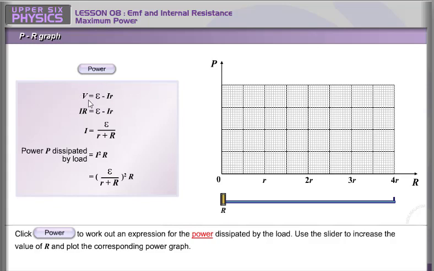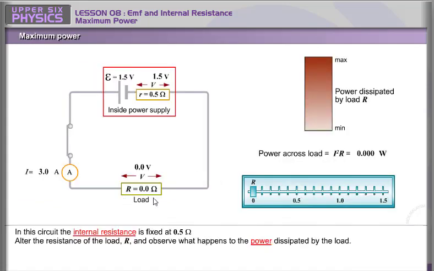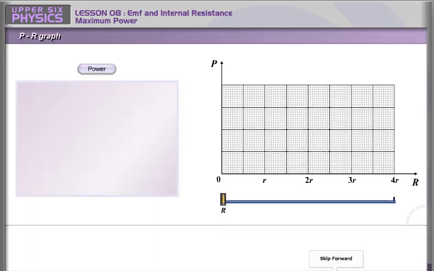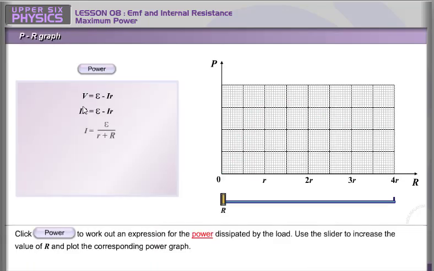The actual value of potential voltage supplied is V equals epsilon minus Ir, where Ir is the lost voltage. So V is the voltage supplied. This voltage supplied also goes to the circuit, the big R here. So V across here is I times R, the outside resistor.